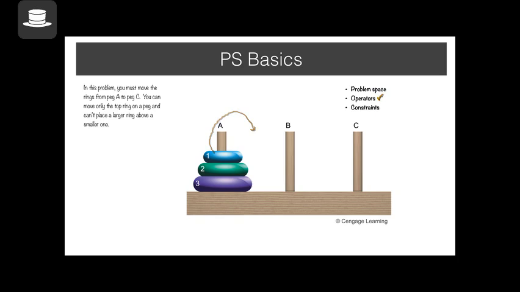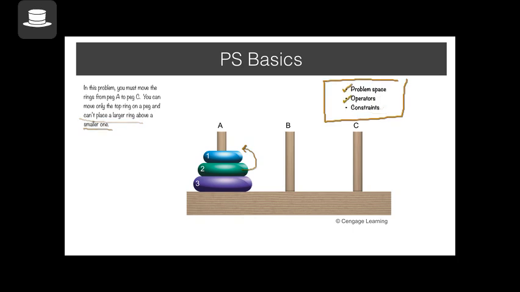Constraints, on the other hand, are the things that you're not allowed to do. In other words, it says that you cannot place a large ring above a small one. You cannot place a large ring above a small one. That would be a constraint. So we commonly use this terminology to talk about problem space, operators, and constraints.